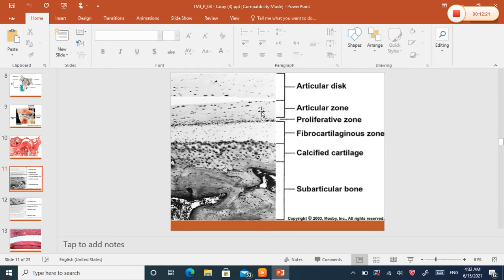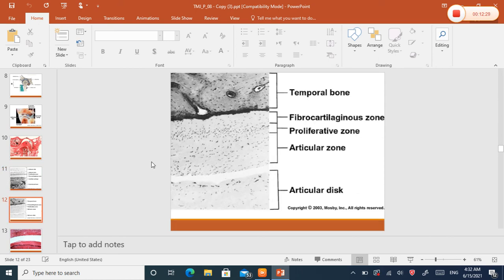This is an important slide, and all these areas are very important, so focus on this slide. Also, this is an important slide. This is the temporal bone, the surface of the temporal bone, fibrocartilaginous zone. This is the fibrocartilaginous zone, and this is the proliferative zone. When I point here, proliferative zone and articular zone of the glenoid fossa of the temporal bone, and this is the articular disc.